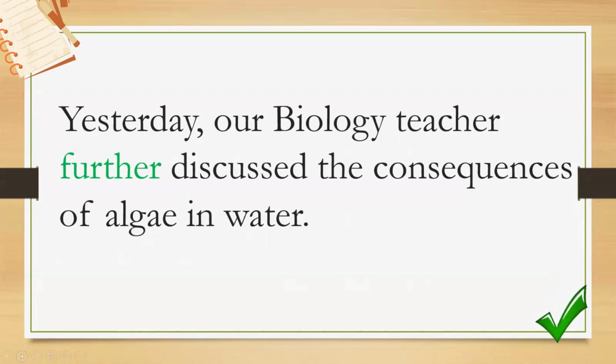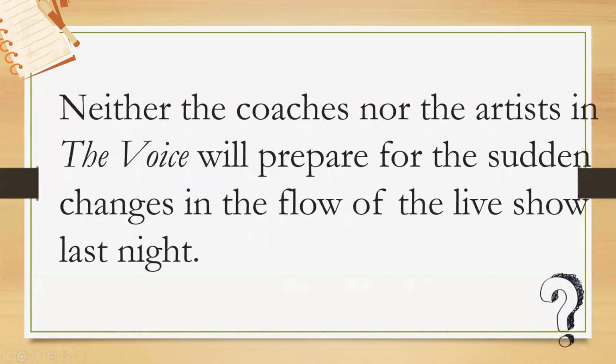So what's one thing that we need to look out for in writing a sentence would be to check whether we have used the word correctly based on its meaning and form. So the second error is troublesome word. How about this one? Neither the coaches nor the artist in the voice will prepare for the sudden changes in the flow of the live show last night.